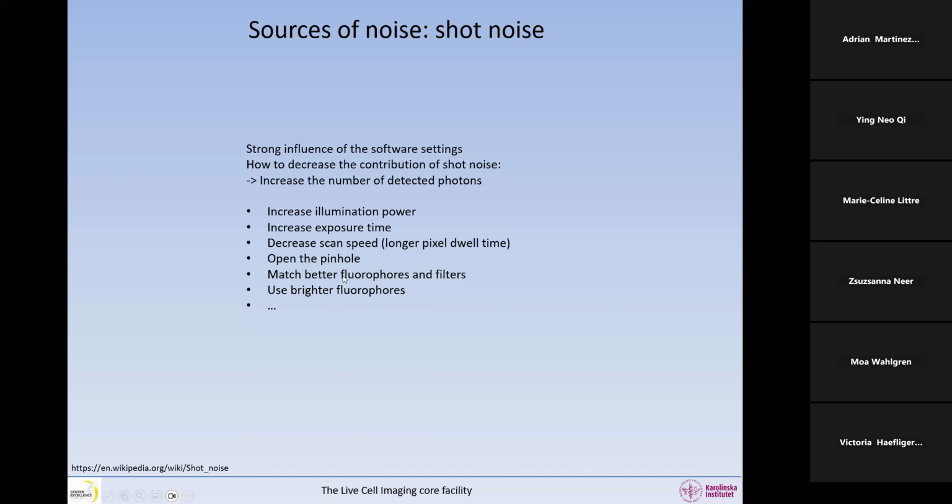We can also match better the fluorophore and filters. If we start our experiment with a fluorophore that we only excite at 30% and we only collect 30% of its emission, we're clearly shooting ourselves in the foot. So if we match better fluorophores and filters, we're going to have a brighter sample and therefore a less noisy image. So we can also use brighter fluorophores. All this is about design of the sample, right? And this is at the acquisition time. And this is true for detectors and cameras. So there's a lot of things that we can do with shot noise, and this shot noise is basically the biggest part of noise in our images.